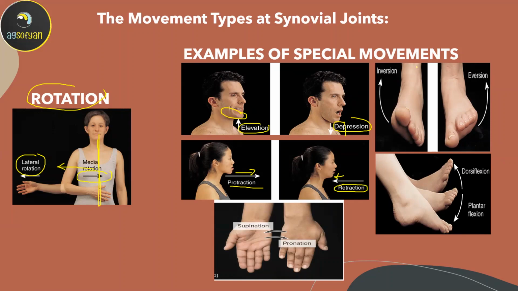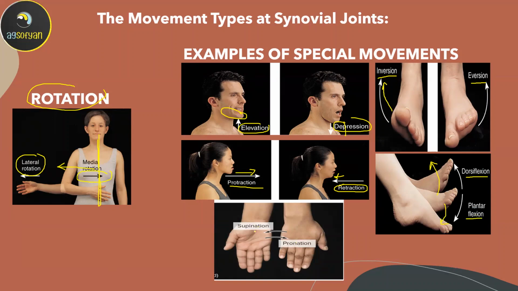Okay, now on the foot, on our ankle, if we move it inside, it's called the inversion. If we move it outside, it's called the eversion. If we flex up, it's called the dorsiflexion. If we flex down, then it is plantar flexion.